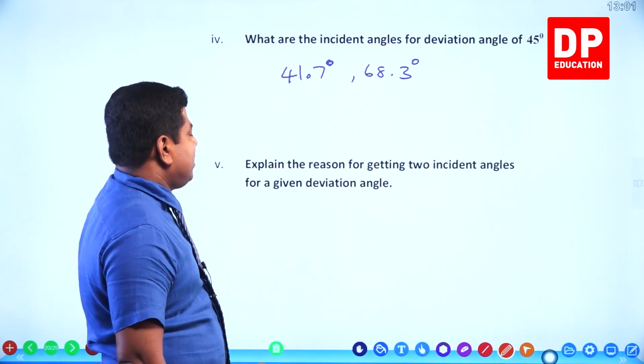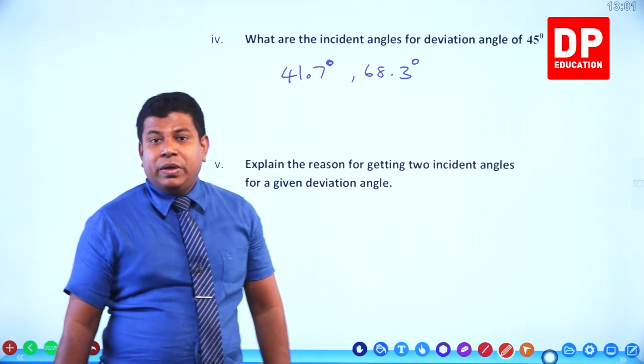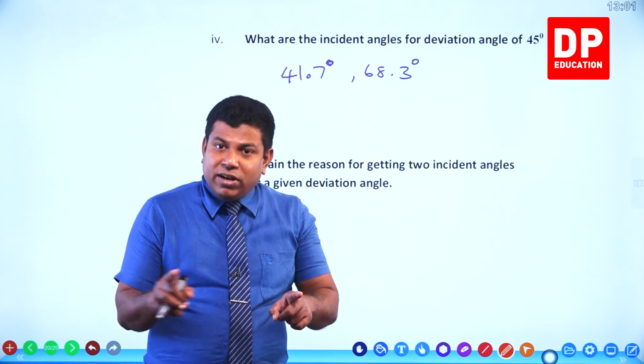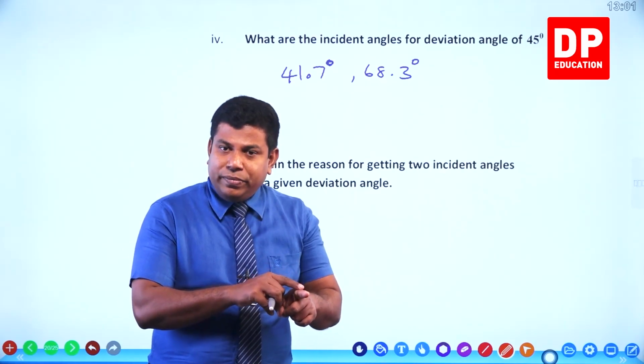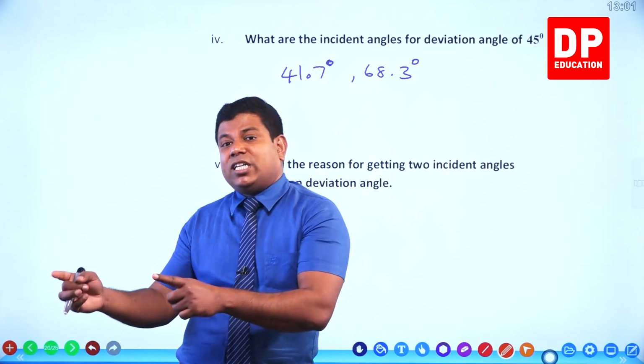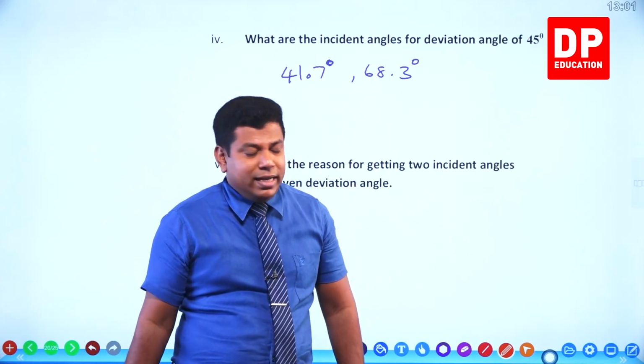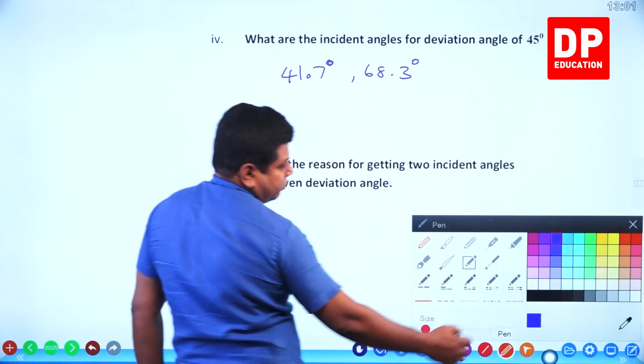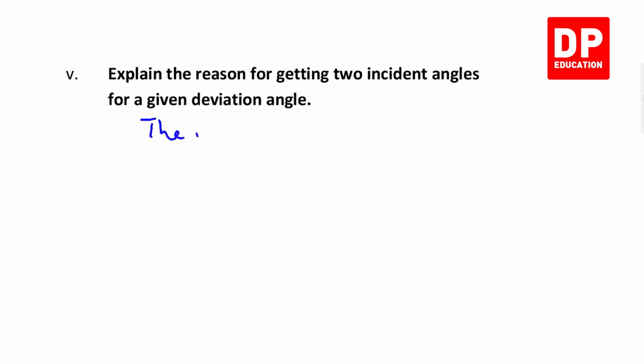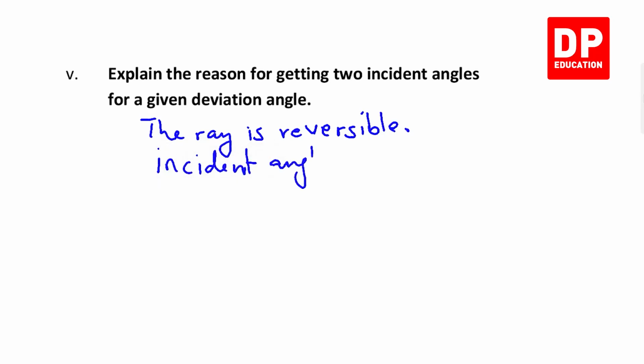Explain the reasons for getting two incident angles for a given deviation angle. What are you going to say for that? You know, the ray is reversible. For I1, the deviation you are getting would be the same deviation for I2 also. What is I2? The emergent angle, right? So let's say the ray is reversible. Incident angle I1 and emergent angle I2.